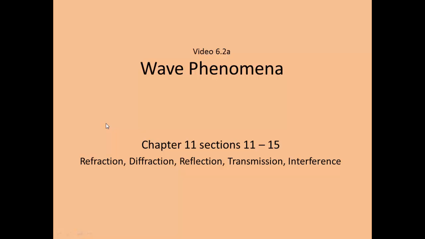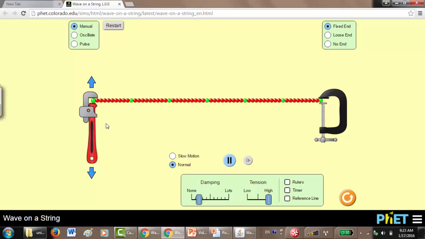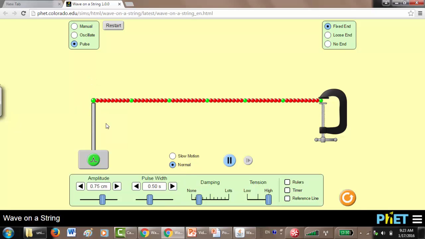Welcome to video 6.2a, wave phenomena. Let's start with the FET video that we've had before. Let's have it so that one end is fixed and the other end we will send a pulse through. You can see that as the pulse goes down, it hits the clamp and then comes back. Let's increase the amplitude a little bit so that we can see what happens when it comes back.